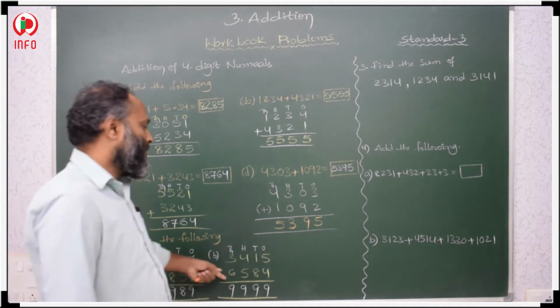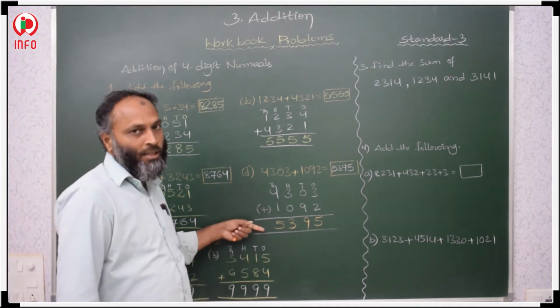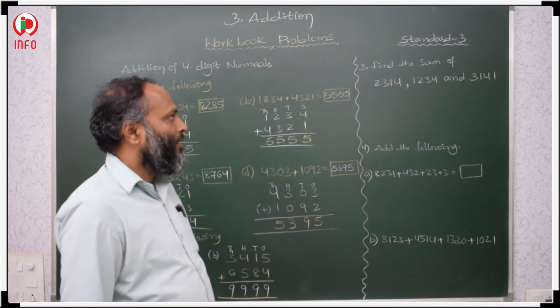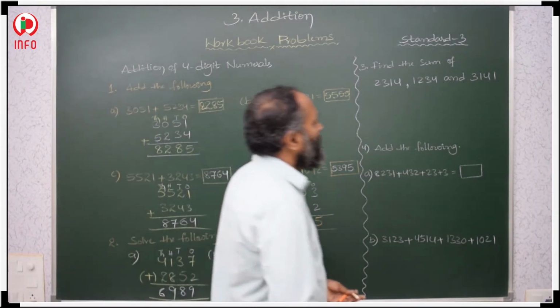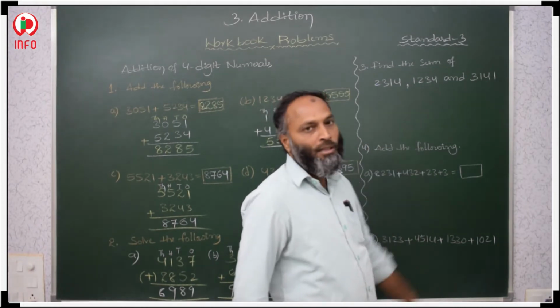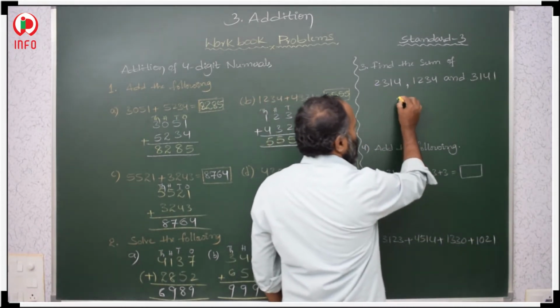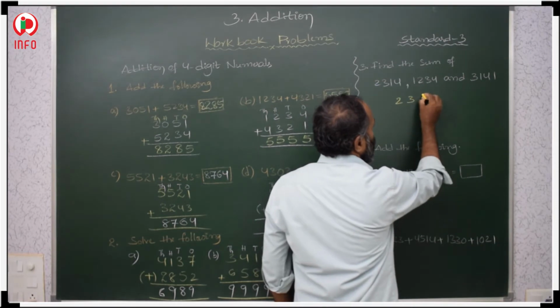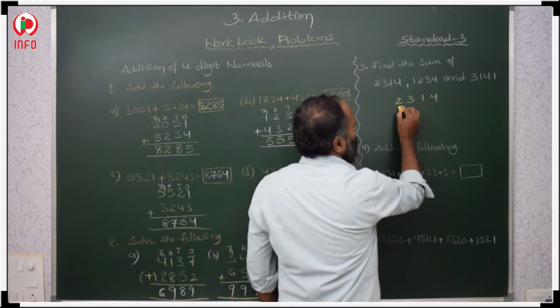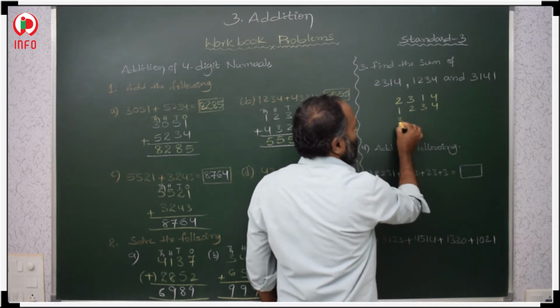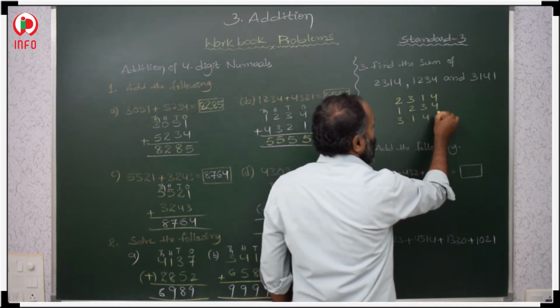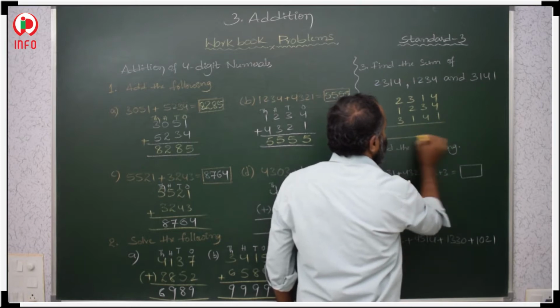Only 2 questions were there in this. These 2 questions are home assignment. Okay. In the third question, find the sum, means we have to add all the 3. First, you take 2,314, then 1,234. Next, 3,141. In this way we have to write.